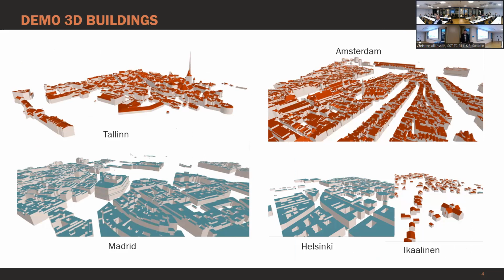So we have a 2D footprint, then we have a digital terrain model, and we have a digital surface model, and then we have an average calculation of the height of the building, and then we extrude it using OGC API Processes. I might give a demo after this presentation so that we have some standards in action.